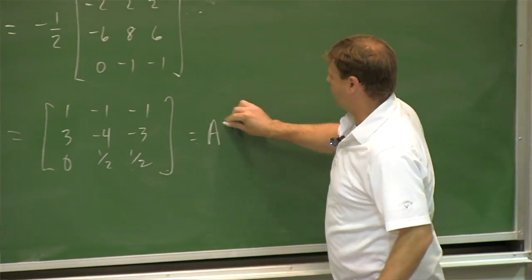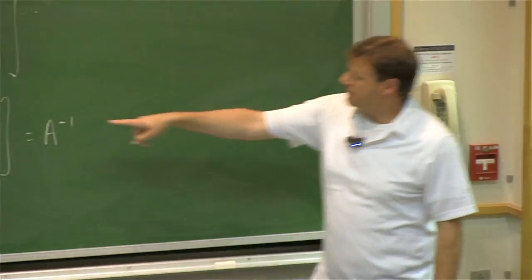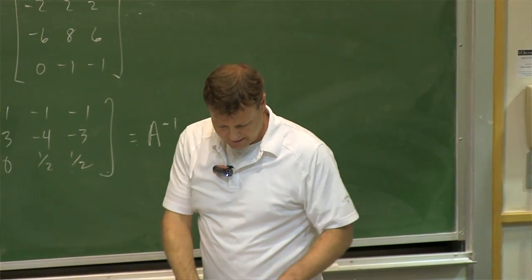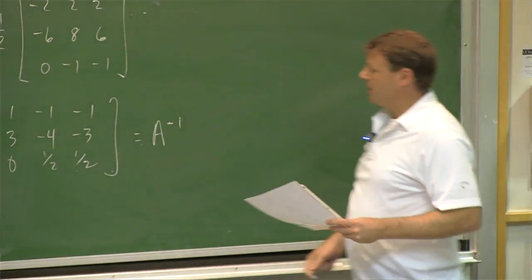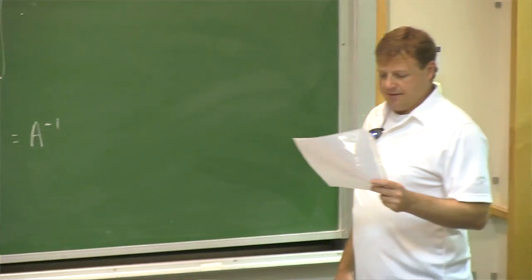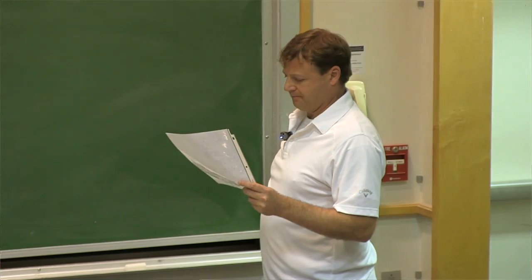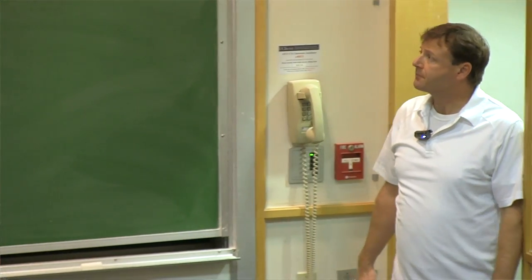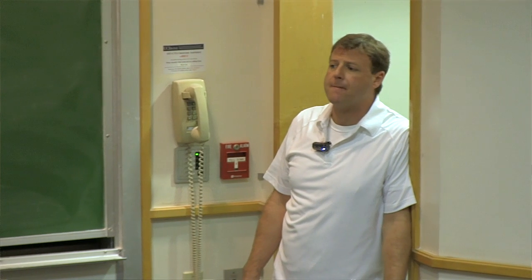That's A inverse. And I invite you to multiply this matrix times the original matrix and see that it gives you the identity. And maybe even try that in your head. Be good practice. Phew, I got the answer that I have on my page. Okay, any questions about that?